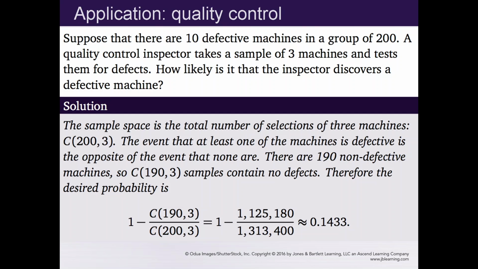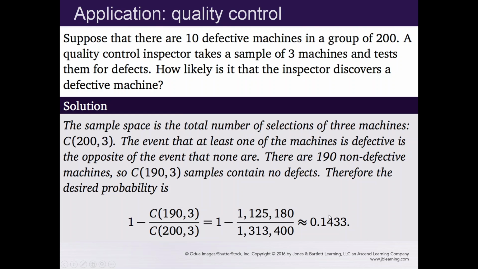So that expression here, C(190,3) over C(200,3), that's, hey, we got away with it and no defective machines were caught. So the chance of detecting a defective machine is that taken away from 1. So there is a 14 1/3% chance that he doesn't detect the defective machines at all.